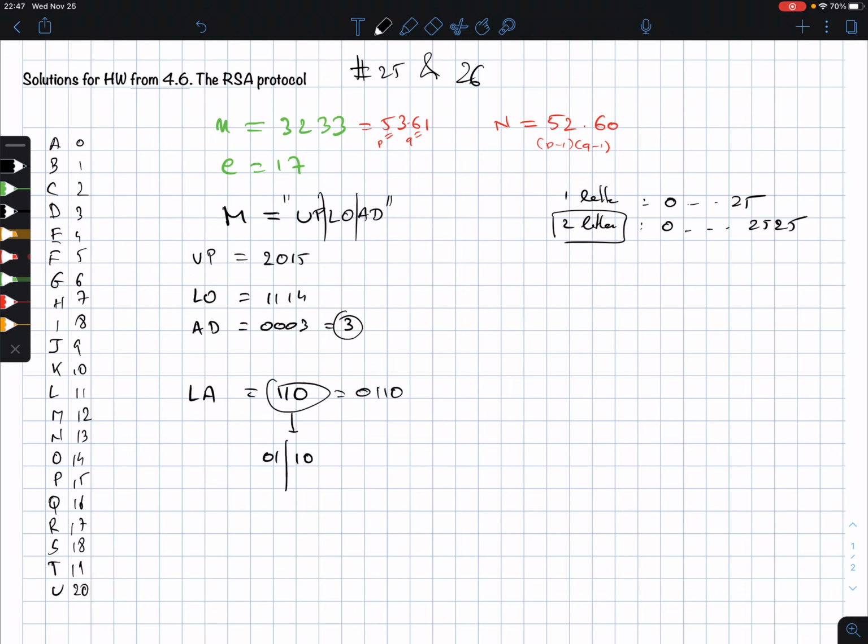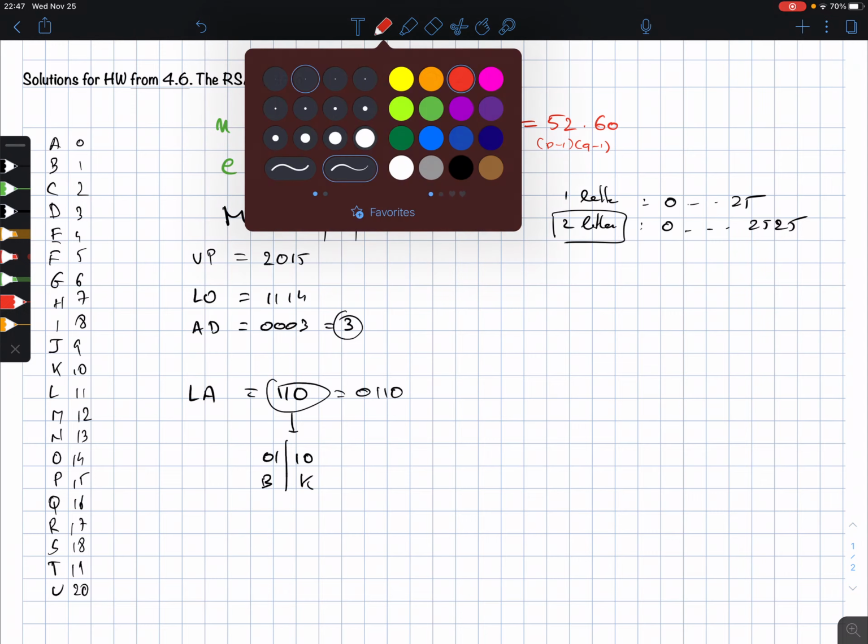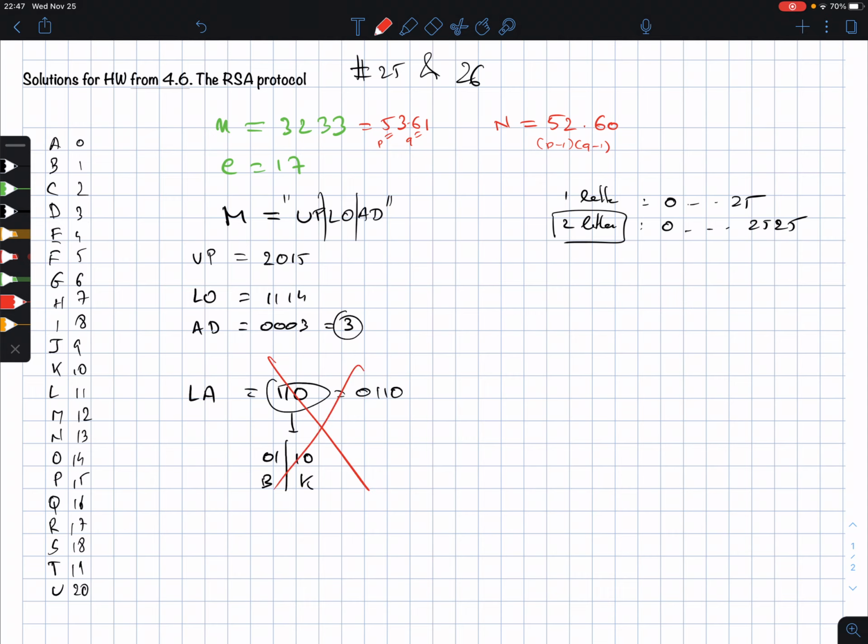Then 01 stands for B and 10 stands for K, so we would misinterpret this. This is wrong. Sorry, I should perhaps have indicated this. Let me put a big red cross on it. What we have to do for LA is encode L as 11 and A as 00. This is especially important if you have more letters. Now, this is a technicality that has nothing to do with the actual problem, so I'm not going to spend too much time on it.